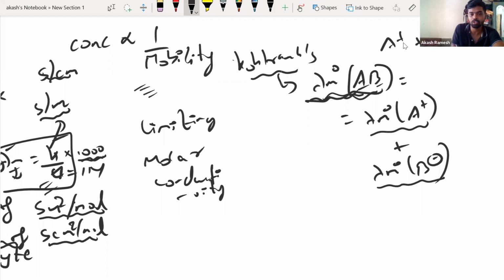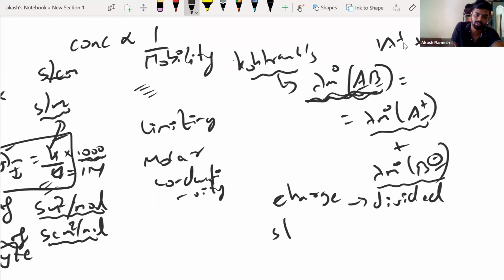Now there are certain things you have to understand. In this case, they are mono-positive and mono-negative, and the stoichiometric coefficients are 1 and 1, so there is no problem. If not, you have to understand that whatever the charge, that has to be divided, and whatever the stoichiometric coefficient, that has to be multiplied.